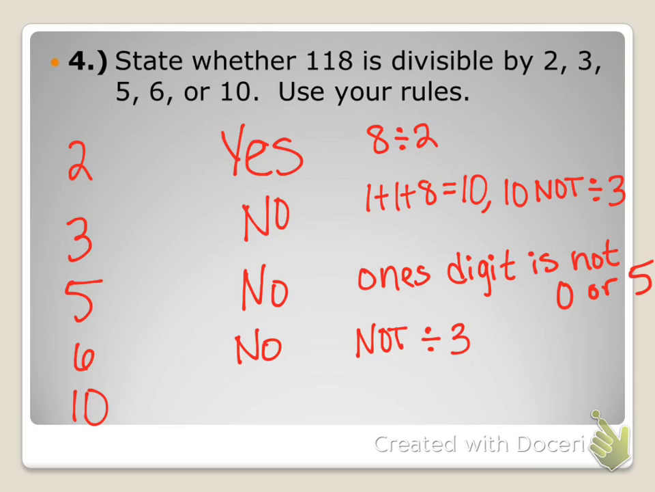Natalie, is 118 divisible by 10? Yeah. I agree with you there. It is not. Delaney, can you tell us why?